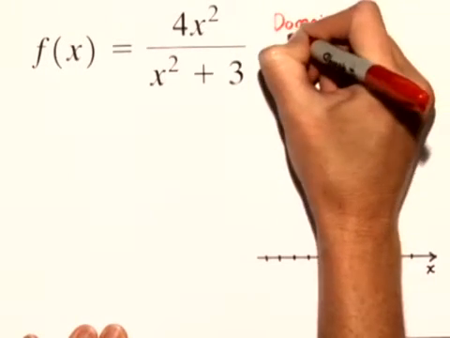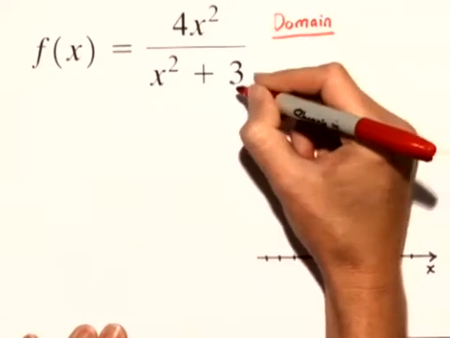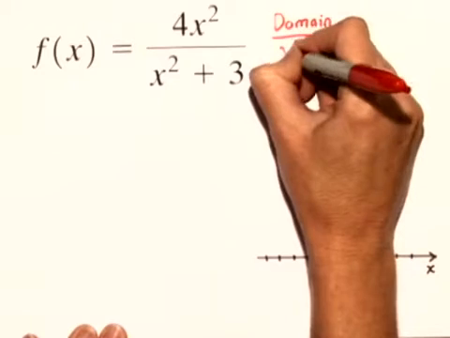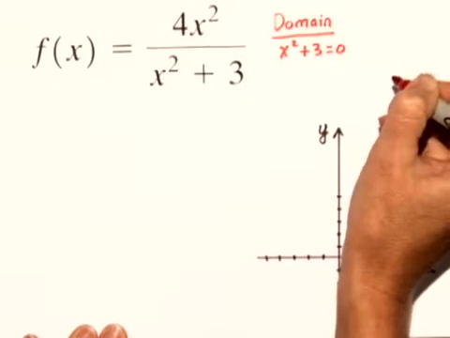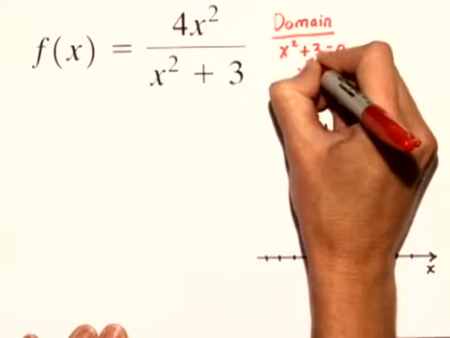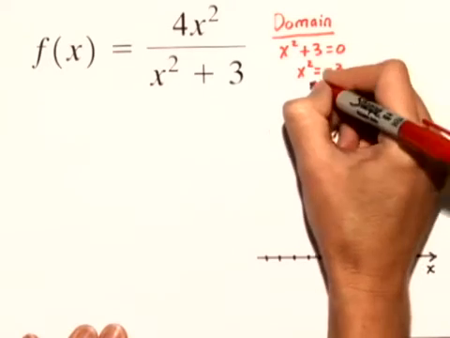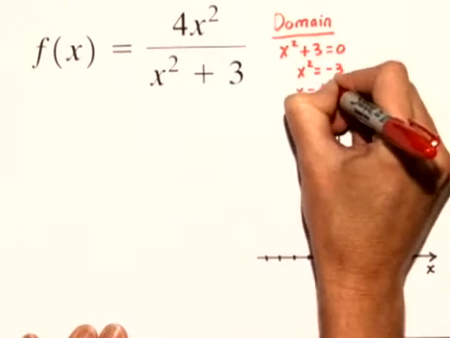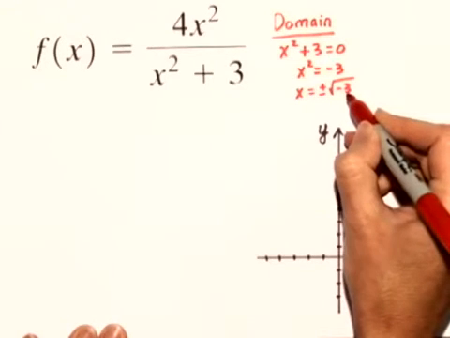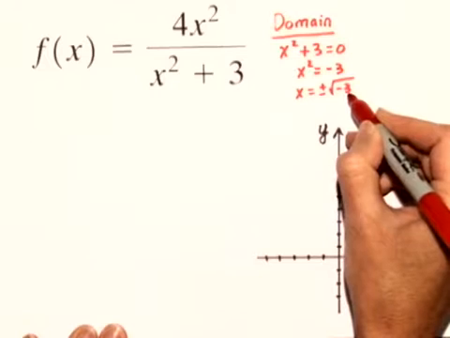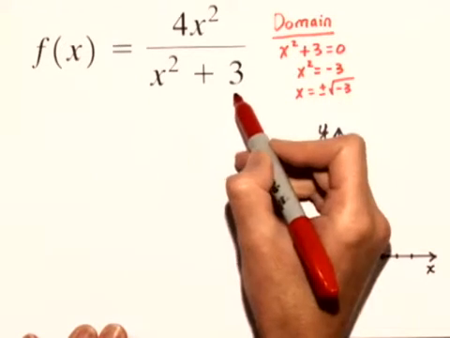We find the domain by letting x equal any real number except a value that makes the denominator 0. So let's set the denominator equal to 0 and solve. x squared plus 3 equals 0 means x squared equals negative 3. What happens if I take the square root of both sides? I would get x equals plus or minus the square root of negative 3. This is not a real number. This is an imaginary number or a complex number. Therefore, there is no value that will make the denominator 0.